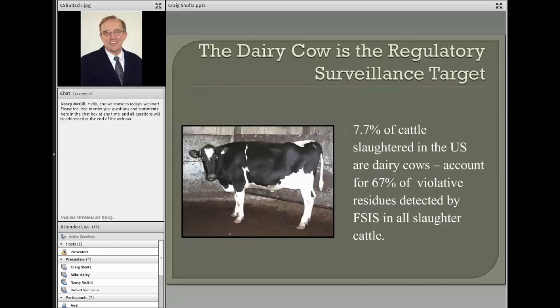A little bit about surveillance. The dairy cow is a surveillance target, and this information that you see here on the slide is pretty much what drove the FDA toward their interest in milk.